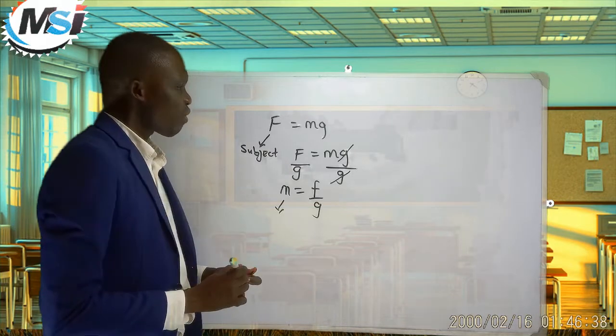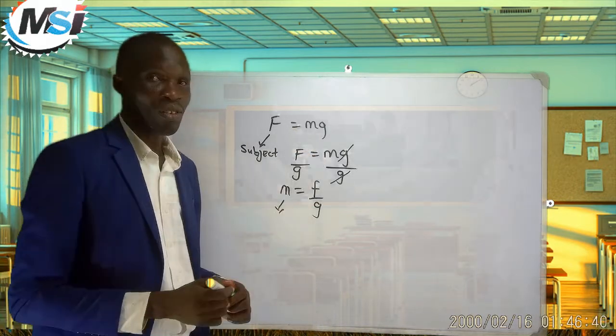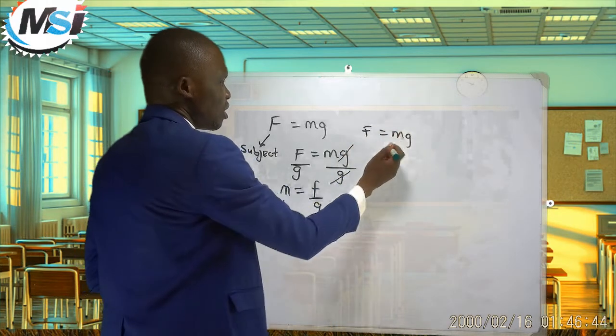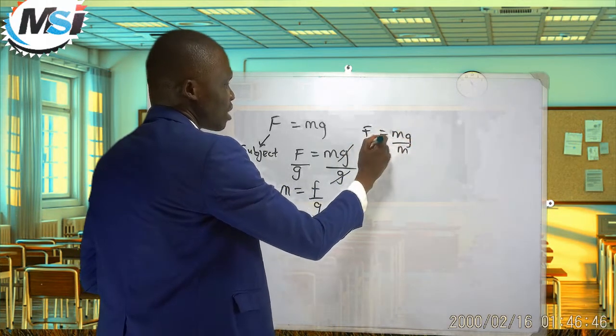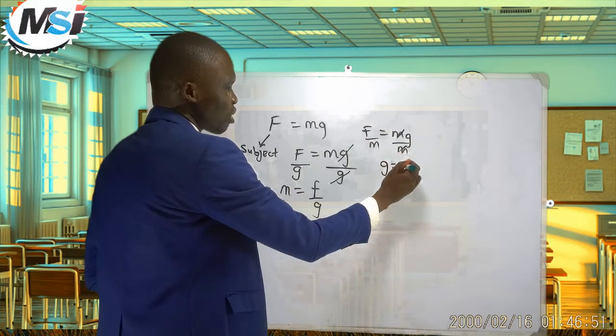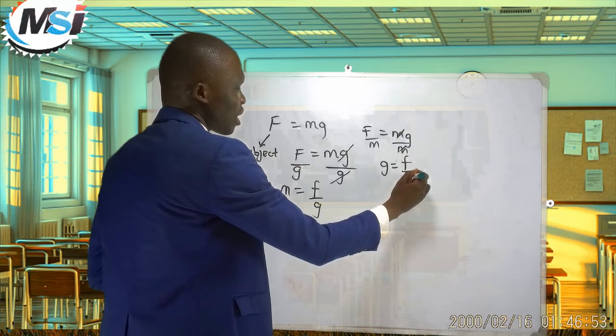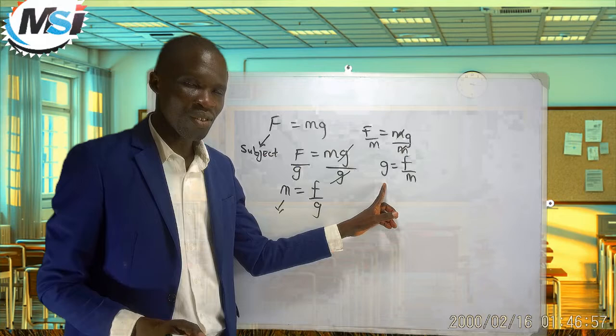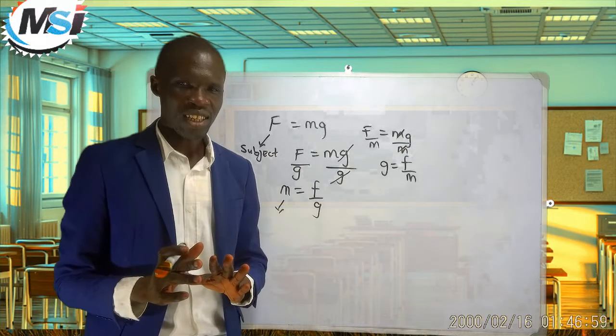Now what if I want to make g the subject of the formula? I can just say F equals mg, divide this by m, divide this by m. m will cancel m, remain g. That means g will give me F all over m. Now from here, g is the subject of the formula. I think you understand that, right?